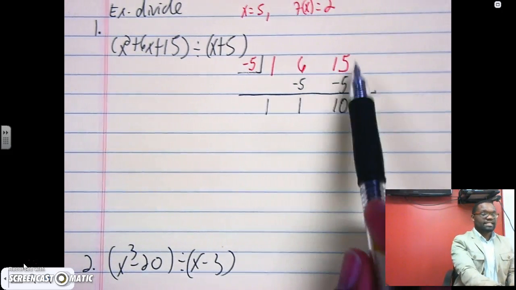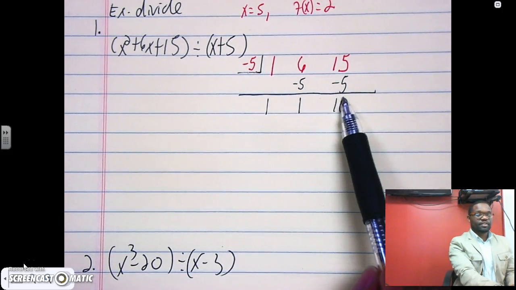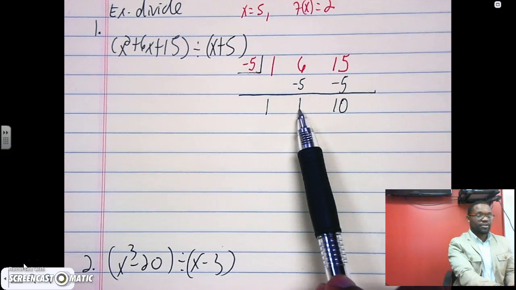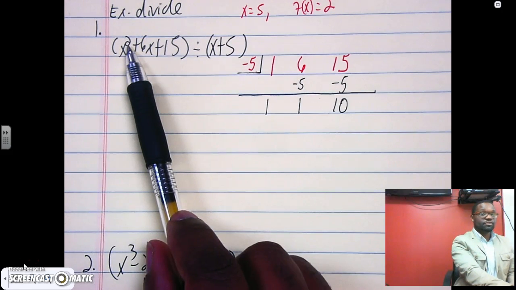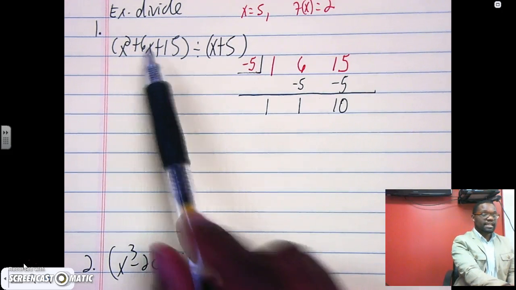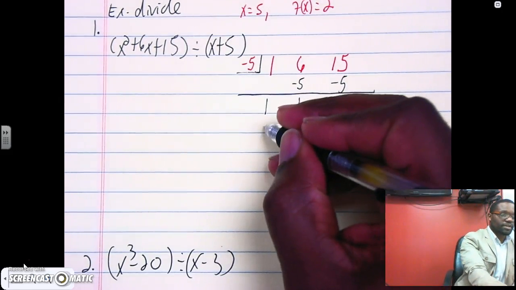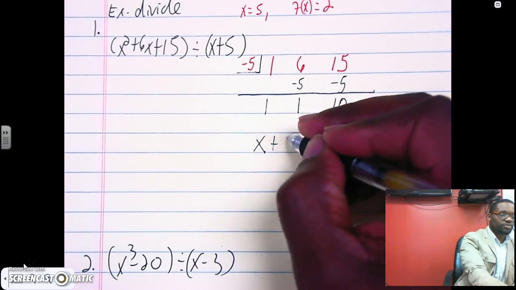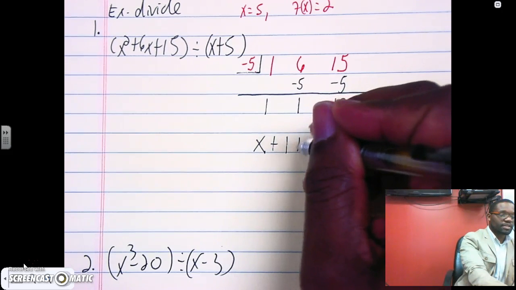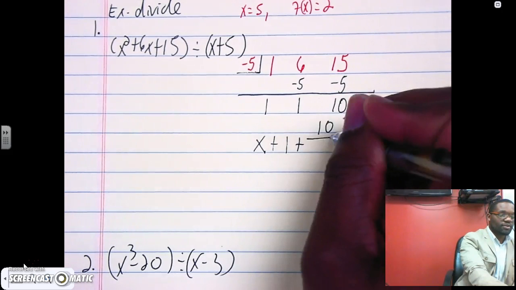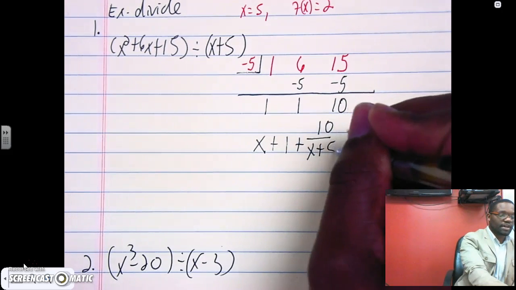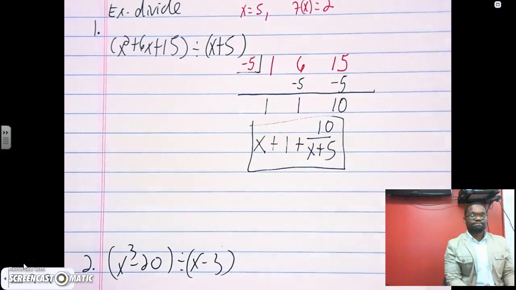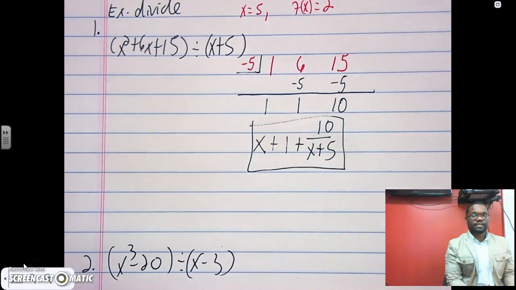Now, remember, the last column is always your remainder. This is your new answer. It just goes down a degree. But how do you write it? If the degree here was 2 in the dividend, now the new degree is going to be 1, or to the first power. So the answer is x plus 1, plus 10 over x plus 5. You get the same thing.